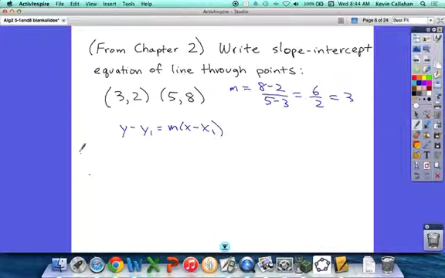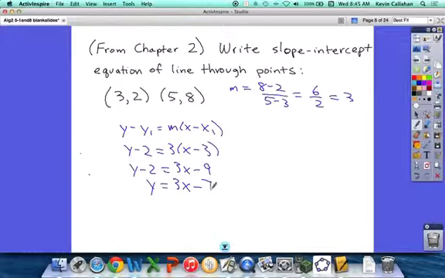Right? And then we took that, we replaced the m in this equation with 3, and we replaced the x1, y1 with one of these 2 points, and it didn't matter. I think I'll pick the lower numbers. So it would be y minus 2 equals 3 times x minus 3. Solve for y. Distributive property, y minus 2 equals 3x minus 9. Add 2. Do I have this right? Yes, okay. y equals 3x minus 7.